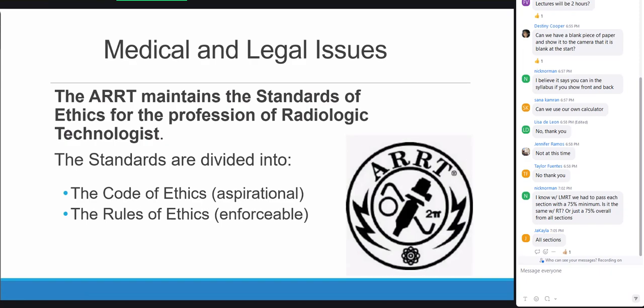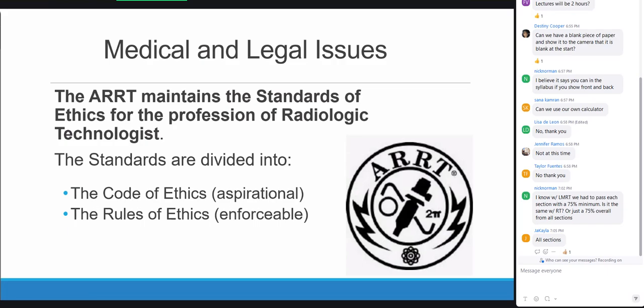Now, the ASRT, the American Society of Radiologic Technologists, maintains the standard of ethics for our profession, and the ethics are divided into two parts. The Code of Ethics, which is aspirational. There are 11 principles in the Code of Ethics, and they apply to different areas of our job and our profession. And again, they are aspirational.